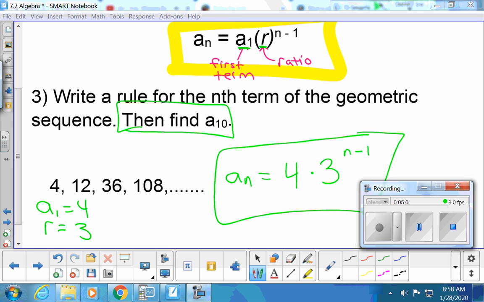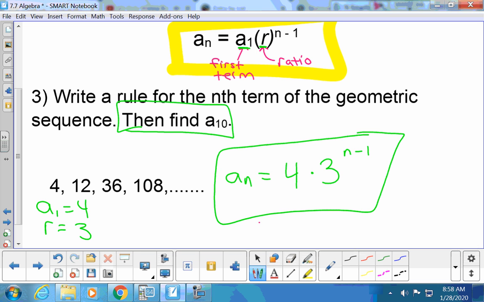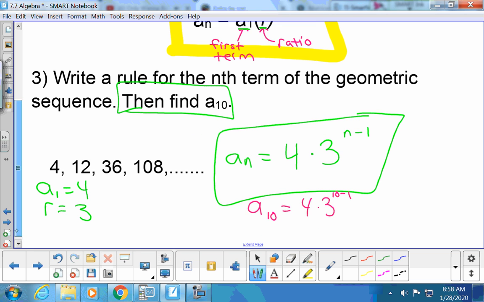Question? Some people are asking, how do we want to find the 10th term? Can't we just multiply by 10 or multiply by 3 10 times? You absolutely can. Or you can use the formula. That's why we have this formula of the day. So here's how you can do it easier and quicker than hitting enter 10 times. Just do 4 times 3 to the 10 minus 1 power. 4 times 3 to the 9th power. I think it's going to be a big number. These sequences grow really fast.